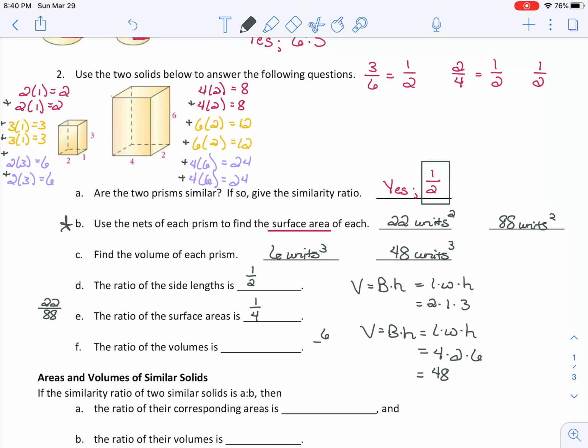And then if I take those volumes I just found and write a ratio of those, 6 to 48, when I reduce that, I get a completely separate ratio. But these are related ratios.